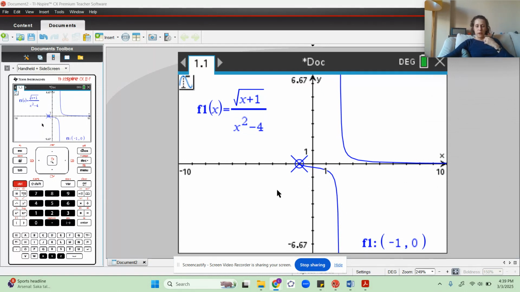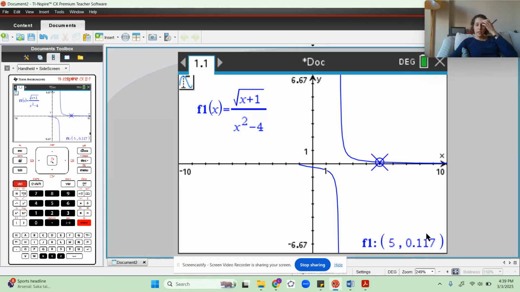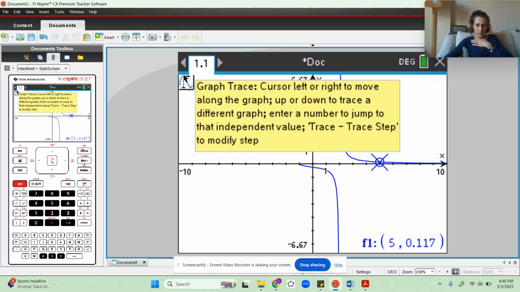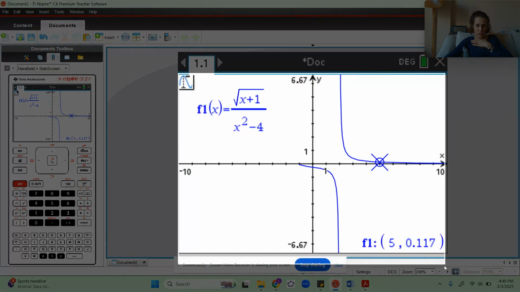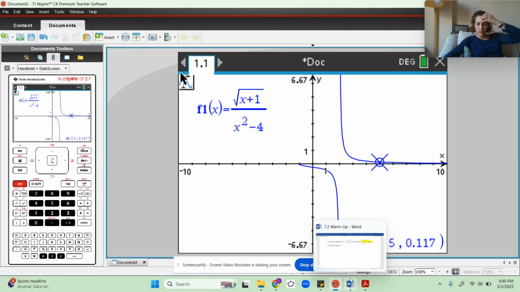And then you don't have to go Menu, Trace, Graph Trace again. You can just press 5, enter. And you have 0.117. So what I'm going to do is take a little screenshot of this so I can draw on it easier and bring it onto this page here.